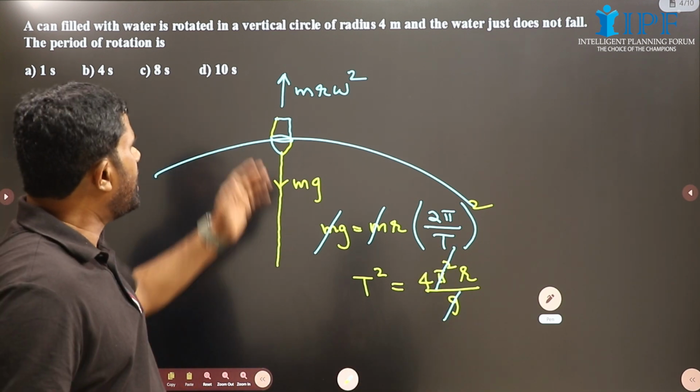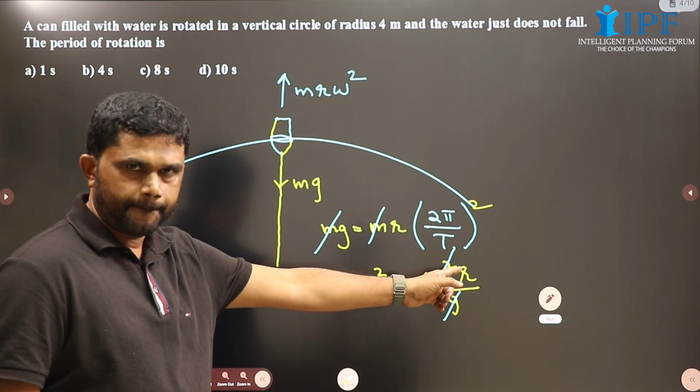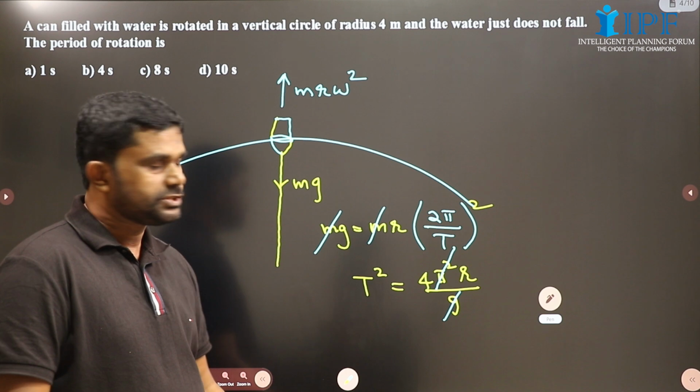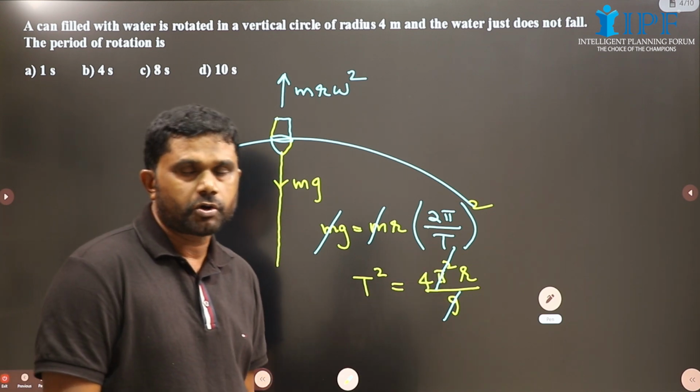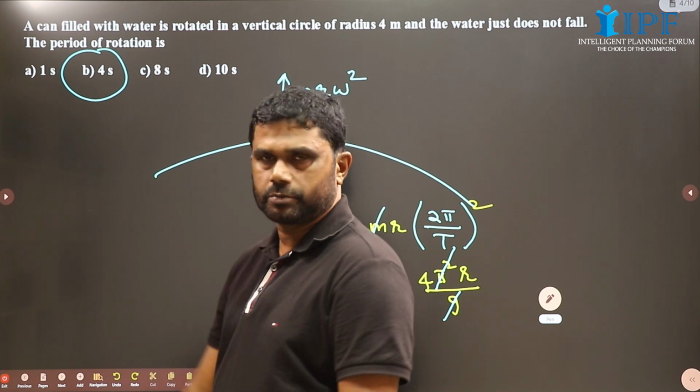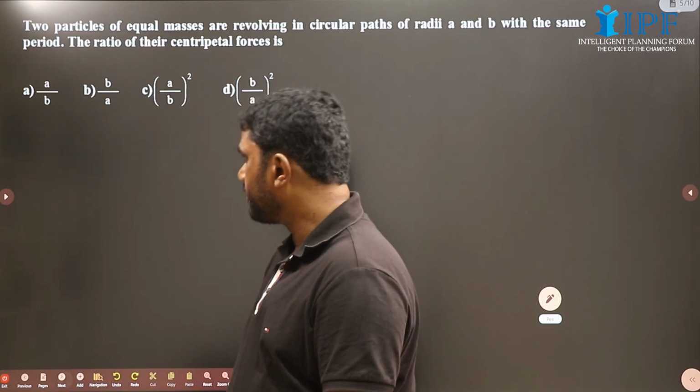The value of radius is given as 4 meter. So on the right side we have 4 into 4, or 4 square. So T square equal to 4 square, or T, time period, is equal to 4 seconds. So this must be the correct option. Now let's see what we have next.